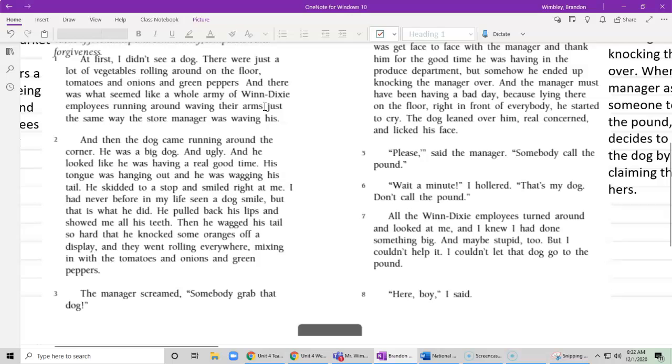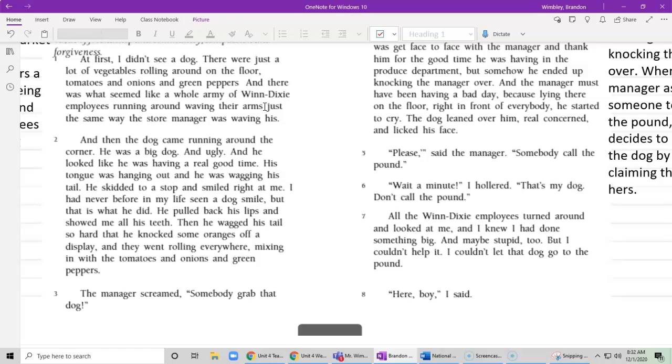At first, I didn't see a dog. There was just a lot of vegetables rolling around on the floor. Tomatoes and onions and green peppers. And there was what seemed like a whole army of Winn-Dixie employees running around waving their arms just the same way the store manager was waving his.